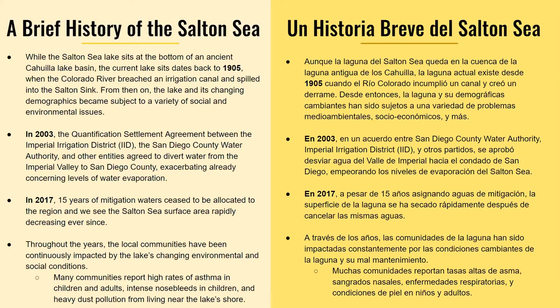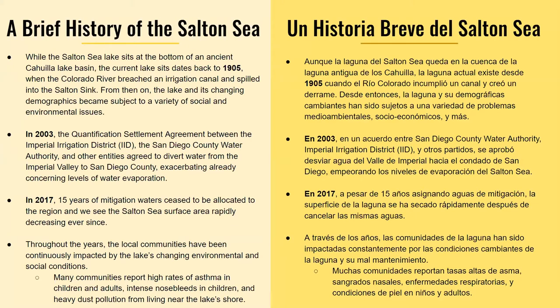This agreement existed because they just wanted to divert the waters for their own agricultural use, which is fine, but it ended up worsening the situation in ways that we didn't really expect, and at really rapid rates. So in 2017, 15 years of mitigation water ceased to be allocated to the region, and we see the Salton Sea surface area rapidly decreasing ever since. Once again, this is because of the diverted waters, and because of independent environmental factors like global warming, water evaporation levels ended up decreasing really fast ever since.